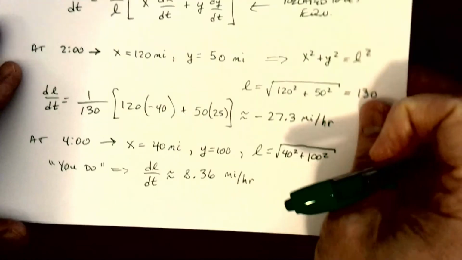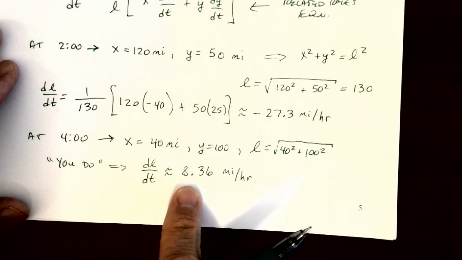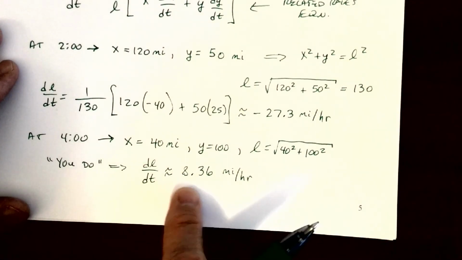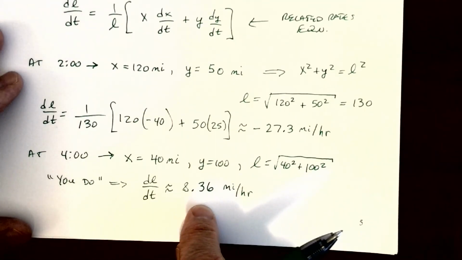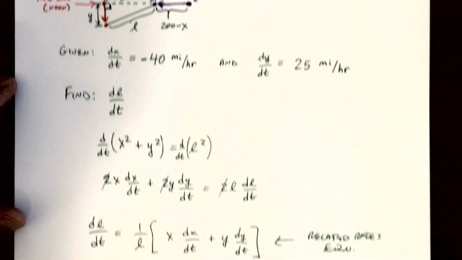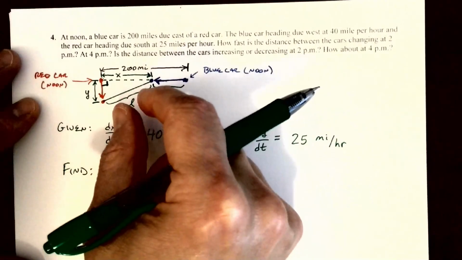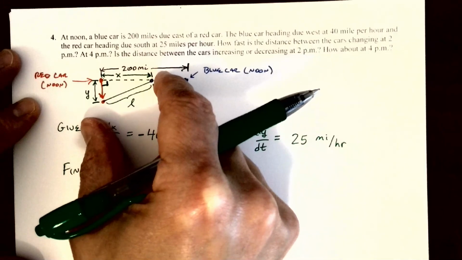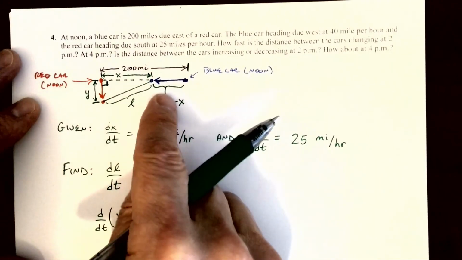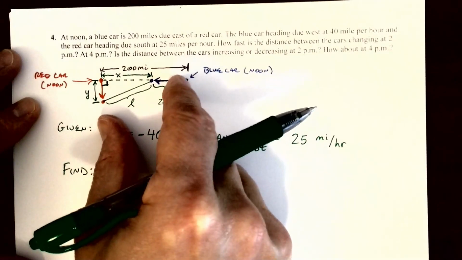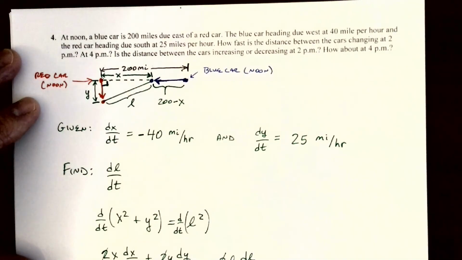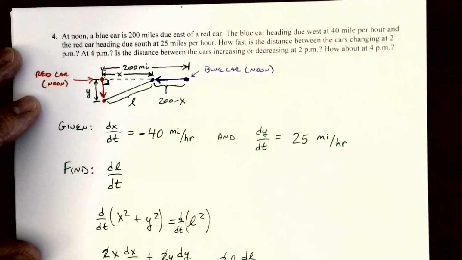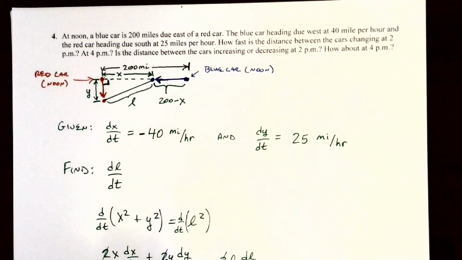What is happening at 4 o'clock, though? Notice, it's positive. dL/dt is positive 8.36 miles per hour. What's that mean about L? That means L is getting larger. The cars are getting further apart from one another. Distance is increasing between the cars. So it's kind of interesting. Initially, the cars are getting closer together, but then at some point in time, really between 2 and 4 o'clock, there will be a change, and then the cars will be getting further apart from one another.